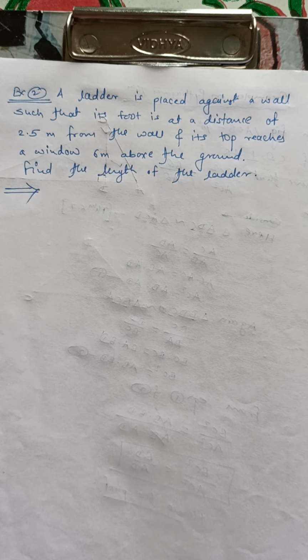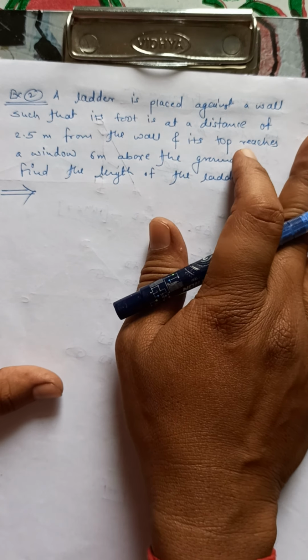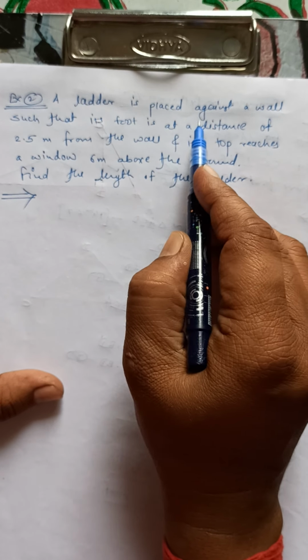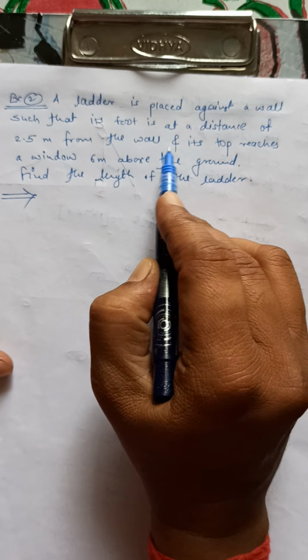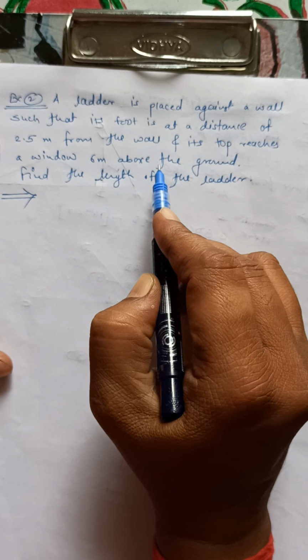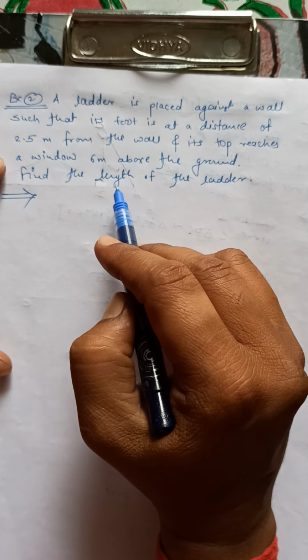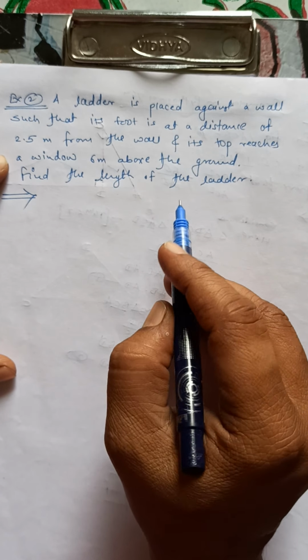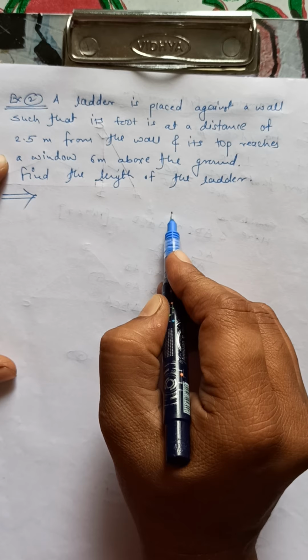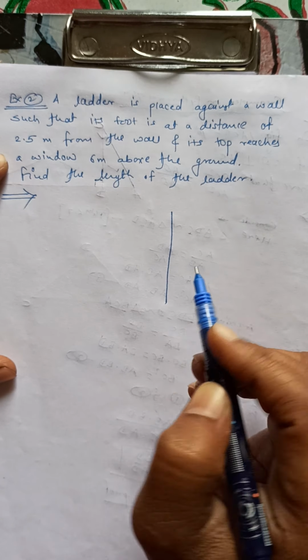Okay, see this is the second example. A ladder is placed against a wall such that its foot is at a distance of 2.5 meter from the wall and its top reaches a window 6 meter above the ground. Find the length of the ladder. So first we'll see how will be the diagram.